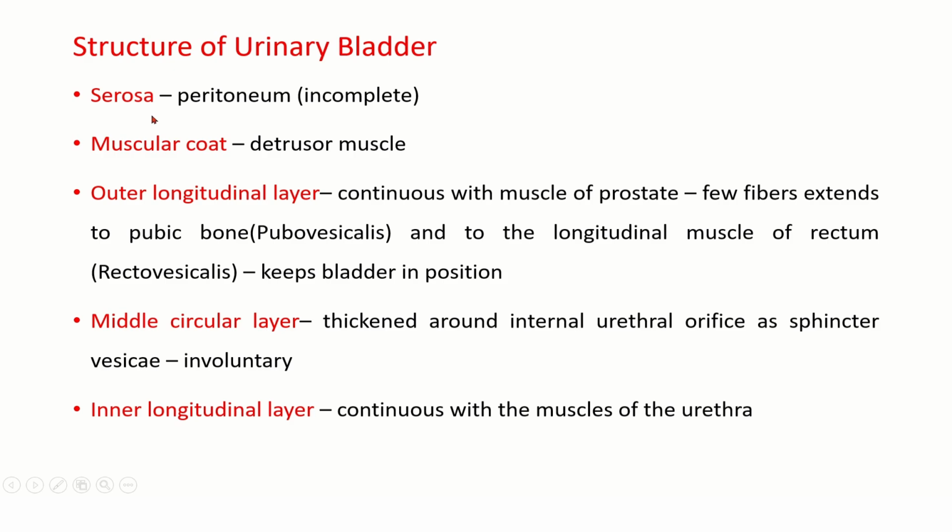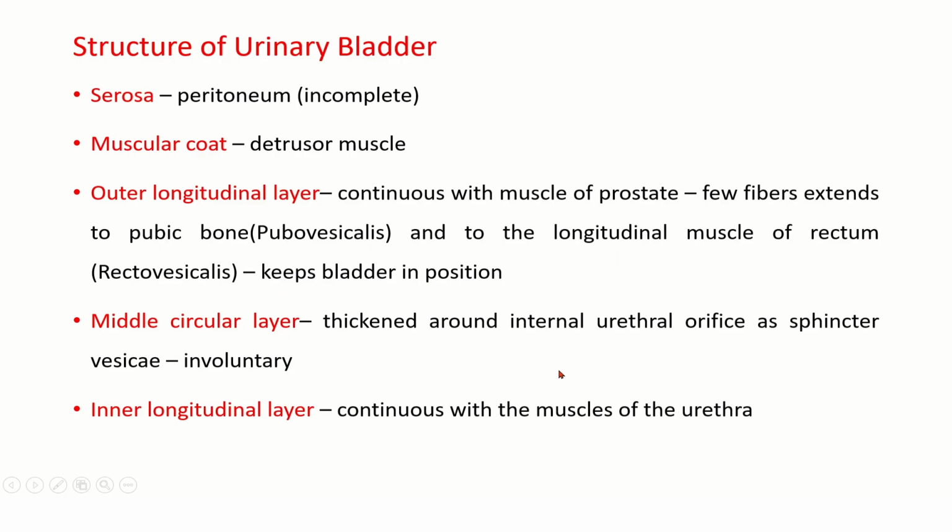Microscopic structure: covered by serosa, peritoneum, which is incomplete, and a muscular coat also called the detrusor muscle. It has an outer longitudinal, middle circular and inner longitudinal layer, but clear demarcation is not seen. Everything goes haphazardly in all directions. The outer longitudinal layer continues with the muscle of the prostate. Few fibers extend to the pubic bone as pubovesicalis and to the longitudinal muscle of the rectum as rectovesicalis, which keeps the bladder in position.